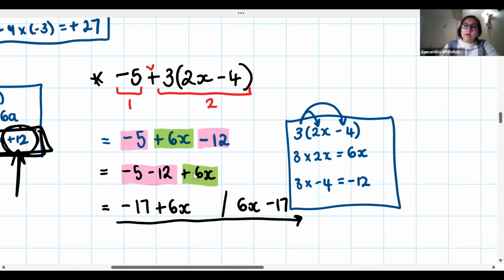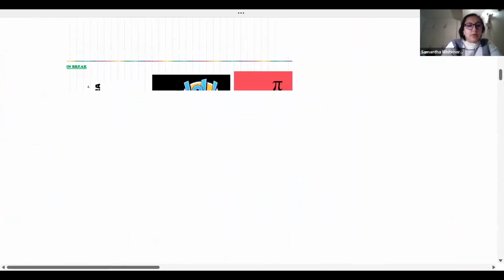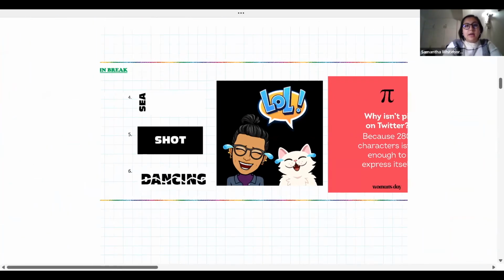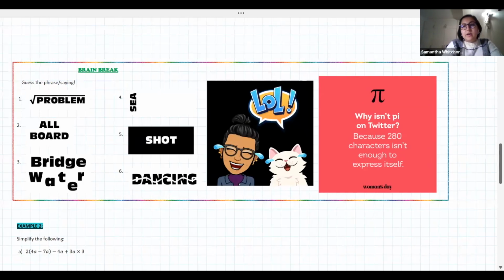Okay. Right, so brain break. Just had to find my brain break. A little bit different today. We have got to guess the phrase or guess the saying. Let's hope I remember all of them, because you know that I'm not good at these, but let's try.